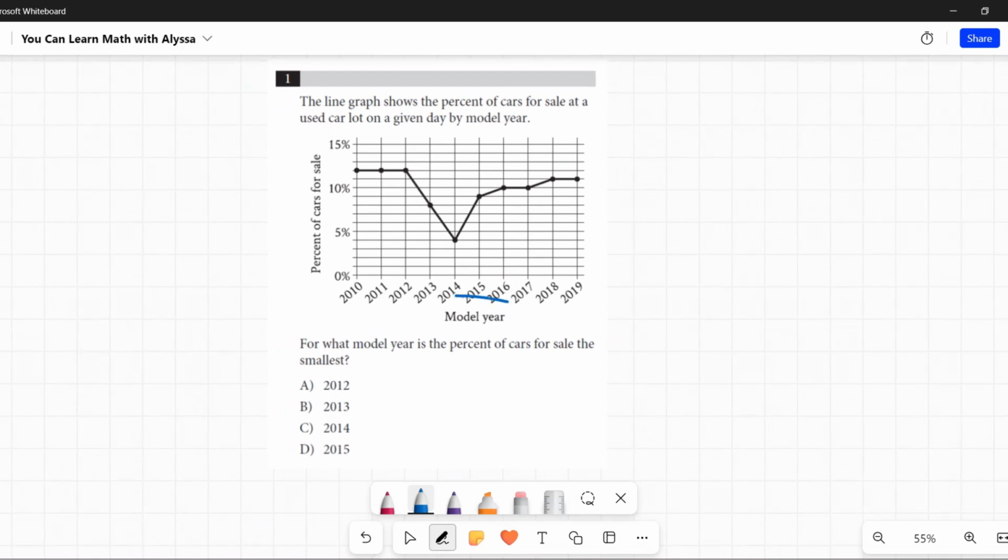So here on the bottom we have the model year, and here we have the percent of cars for sale. And they want to know when the percent of cars for sale is the smallest. So we want the lowest point, because it is getting smaller as it goes down. If I look at my line graph here, this is the lowest point. And what year was that? It was 2014. So C, circle that more clearly, C is my answer.